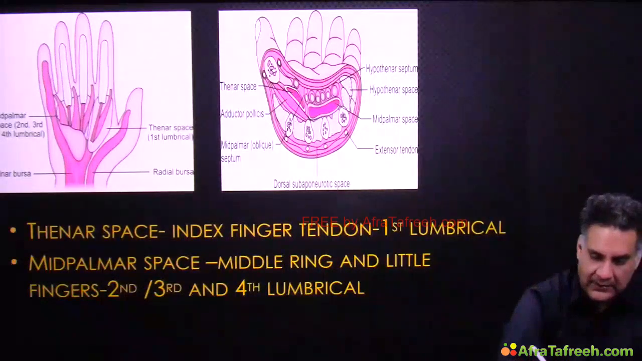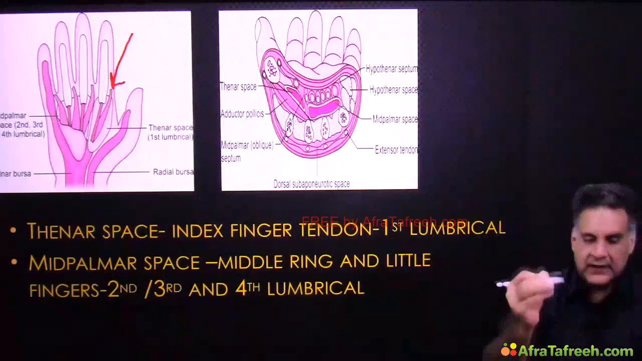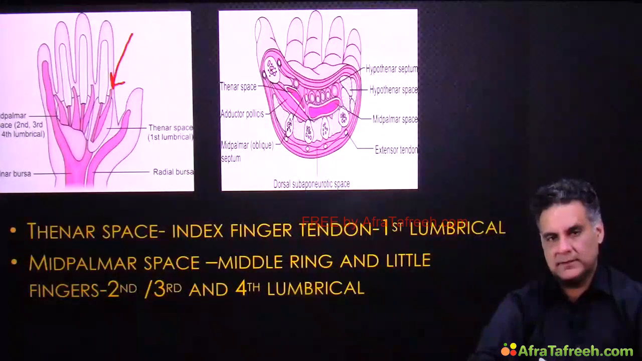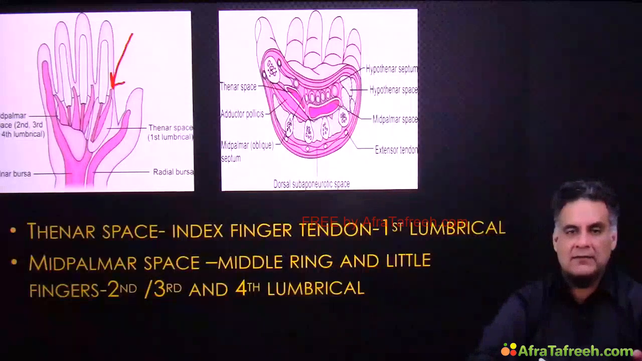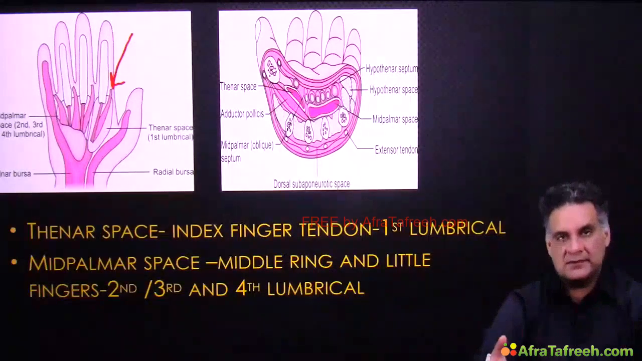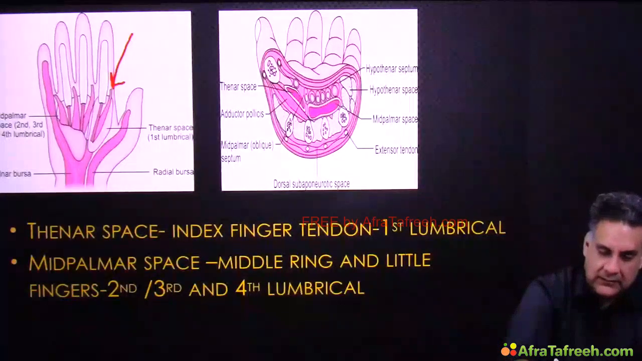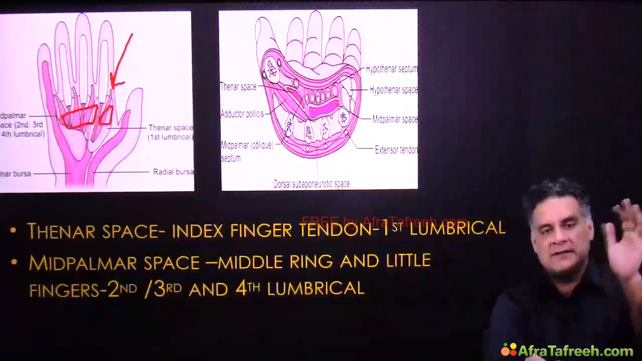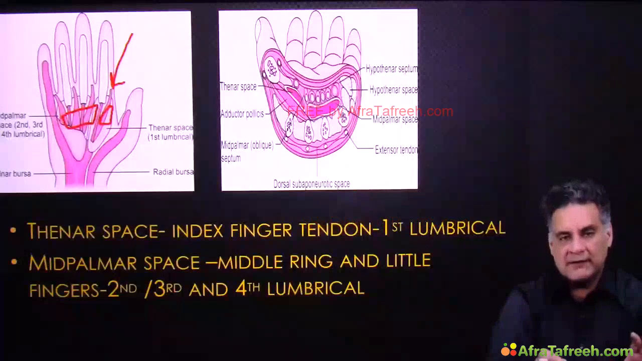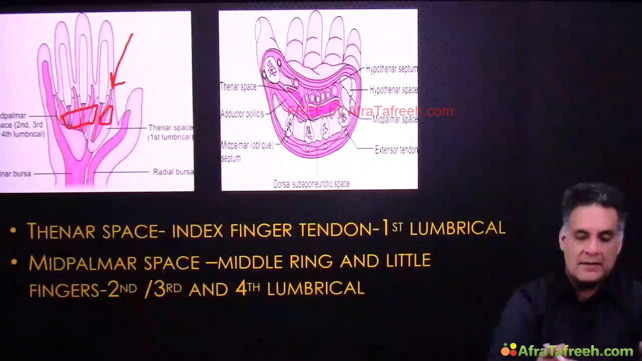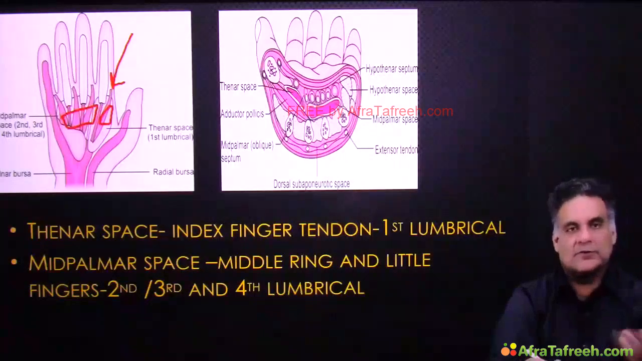The thenar space has the index finger tendon and the first lumbricals. Then you have the midpalmar space where you have the other three finger tendons and the other three lumbricals. Somehow the examiners love the lumbricals. You have a radial bursa over the thumb area and the ulnar bursa that also drains the little finger.